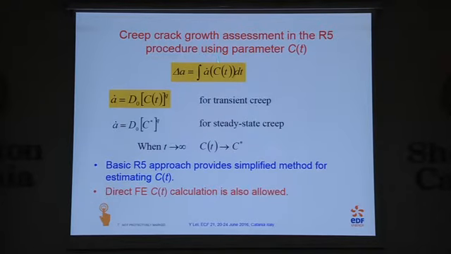And in R5, the creep crack growth is calculated using the creep crack growth rate. And the creep crack growth rate is a function of Ct or C*, based on the creep conditions. Ct, for a long time, changes to C*. In R5, we give some simplified methods to calculate C*, but also allow direct FE calculation for C* and assessment.